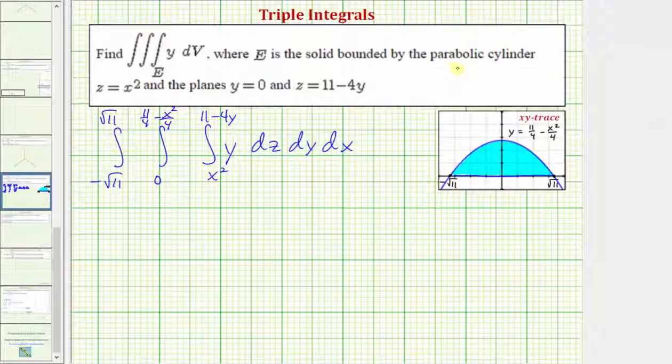Welcome back to part 2. In part 1, we set up this triple integral by determining the order of integration and the corresponding limits of integration. In this video, in part 2, we'll evaluate the triple integral.